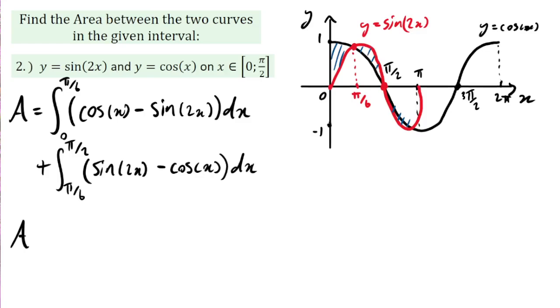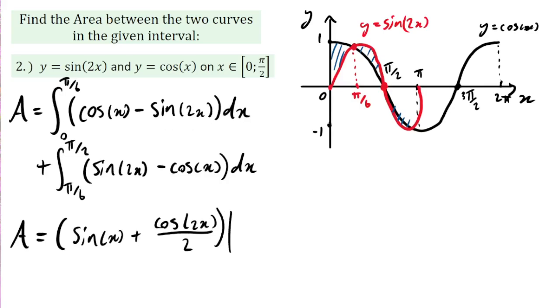And then from here our area is equal to, we can actually integrate. So when we're integrating, we are going to have the integral of cosine x, which is equal to positive sine x. And this would be plus cosine 2x over 2, that's the integral of sine 2x. Okay, and then this is within the interval of x equals 0 until x equals pi over 6. And here, we're going to add this with the other part, which looks something like this.